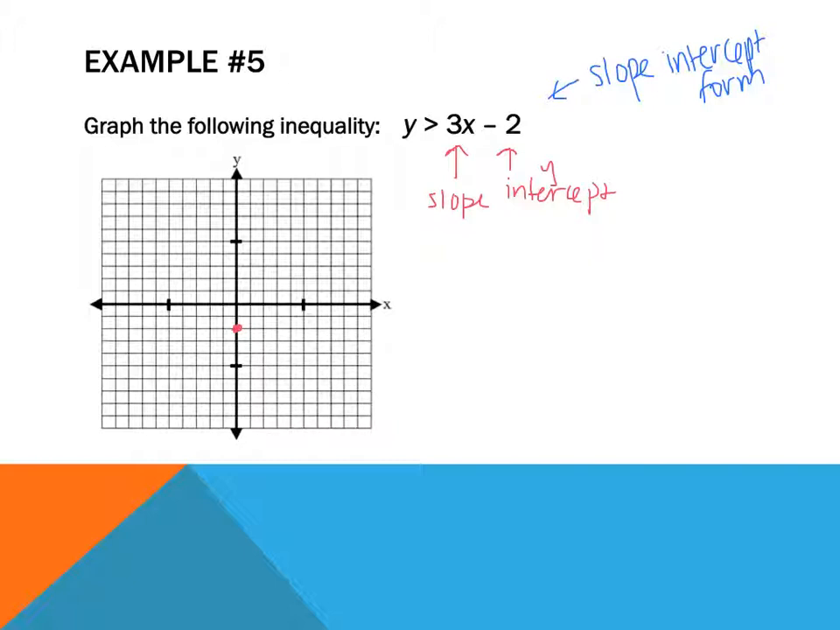And then I would graph my slope. My slope is 3 over 1. So I'm going to rise 3 and go over 1. Rise 3 and over 1. Now it's a positive slope, so my line should be rising, which it is. It starts low and ends higher, which is good.